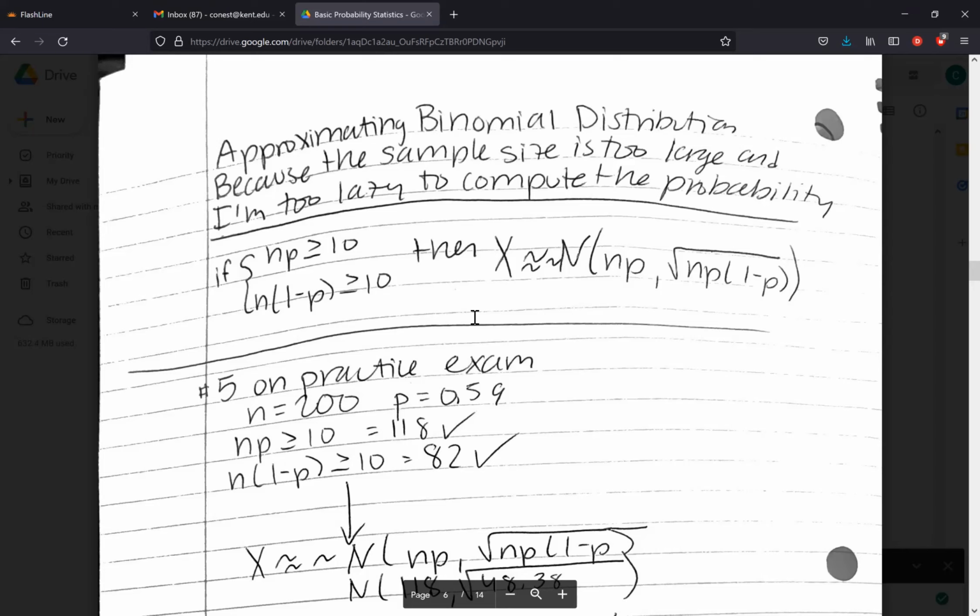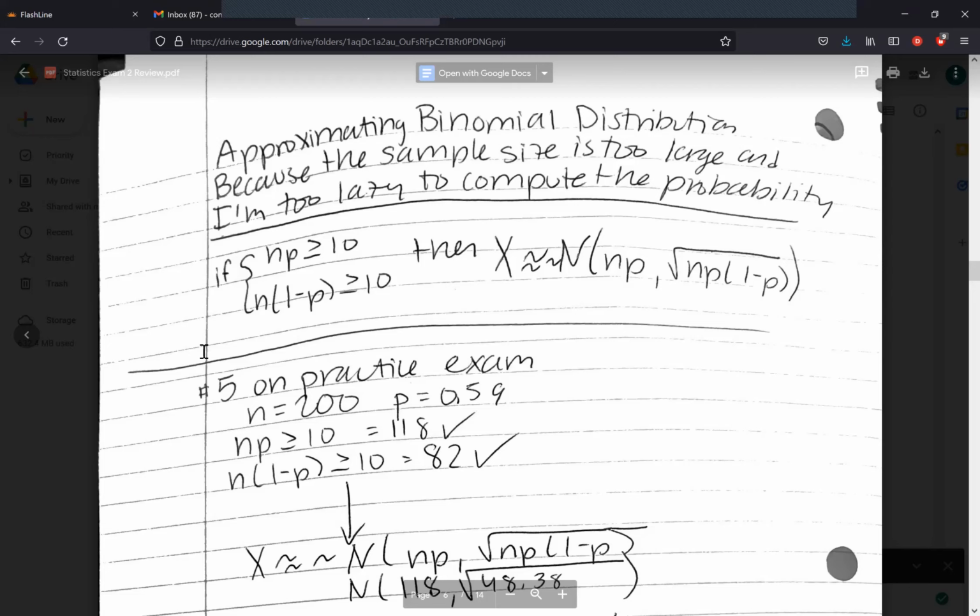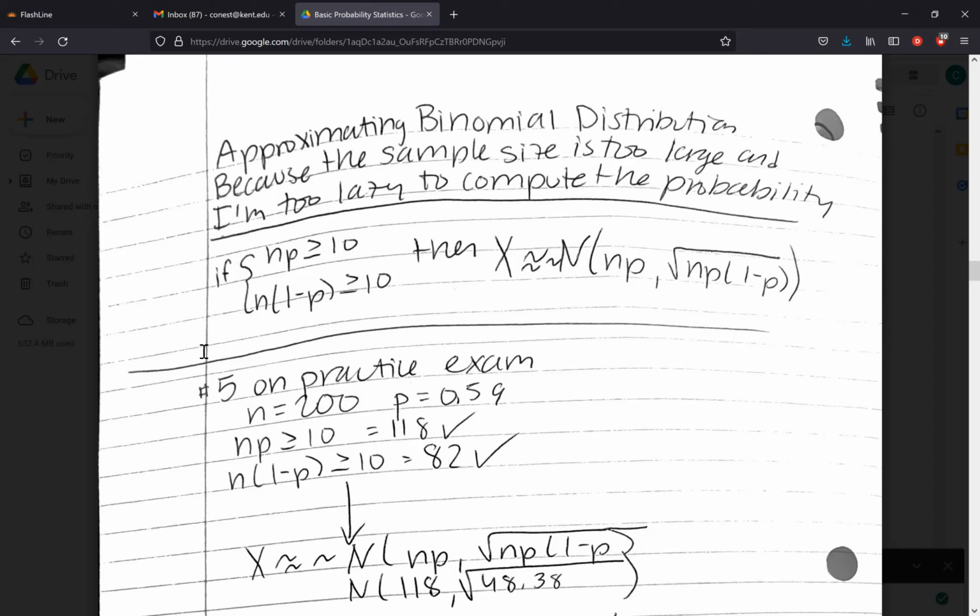So two conditions have to be met. N times p has to be greater than or equal to 10, and then n times 1 minus p has to also be greater than or equal to 10. Then you can say x is approximately normally distributed with a mean of n times p and a standard deviation of the square root of np times 1 minus p.